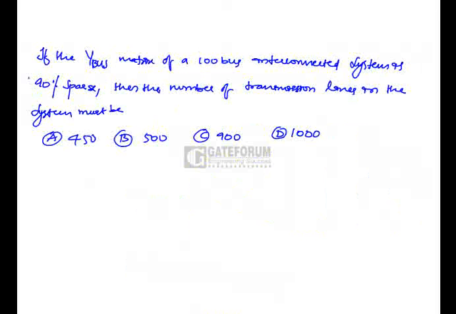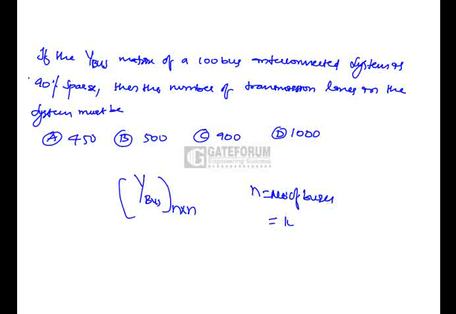The Y bus matrix of a 100 bus interconnected system is 90% sparse. Then the number of transmission lines in the system must be. Okay, now the Y bus matrix is of order n by n, where n is equal to the number of buses. In the question, it is given as a 100 bus system. So the total number of elements in an n by n matrix is n square. So this is 100 square, which is 10,000. So there are 10,000 elements in this Y bus matrix.